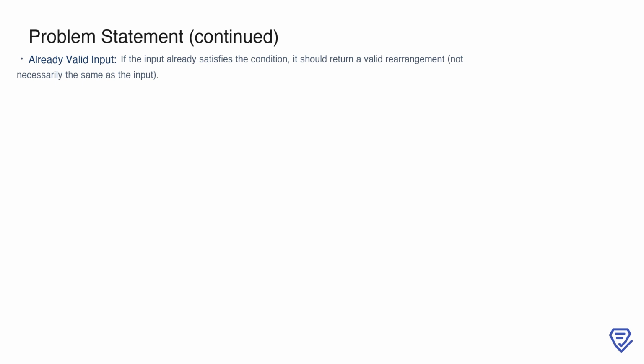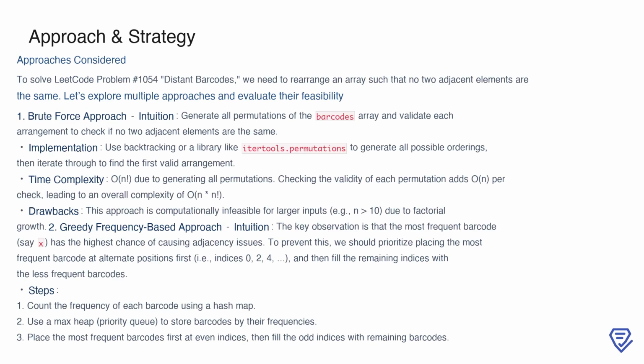Another important edge case is when the input array already satisfies the condition of no two adjacent barcodes being the same. In such a case, the solution should still return a valid rearrangement, though it does not need to return the exact same input array. This allows flexibility in the output as long as it meets the problem's requirements. By considering all these constraints and edge cases, we can ensure the solution is robust and handles a wide variety of inputs effectively.